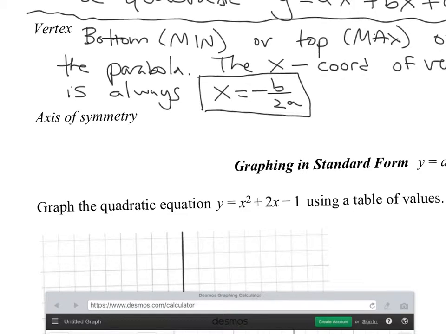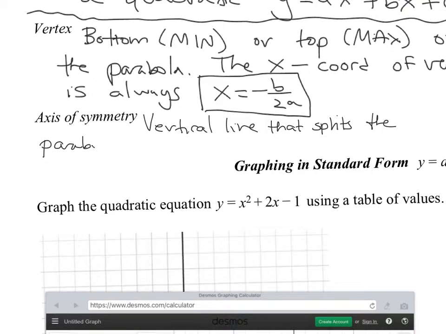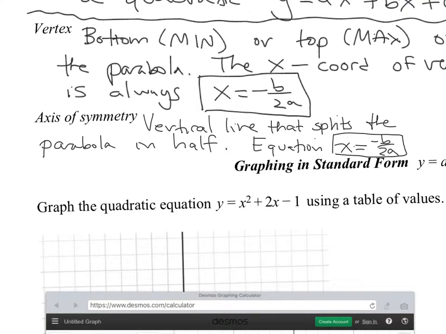And then of course the axis of symmetry is the vertical line that splits the parabola in half. Since it goes through the vertex like we showed before, the equation of the axis of symmetry is again x equals negative b over 2a. So this x equals negative b over 2a not only finds the x-coordinate of our vertex, it will find our axis of symmetry.